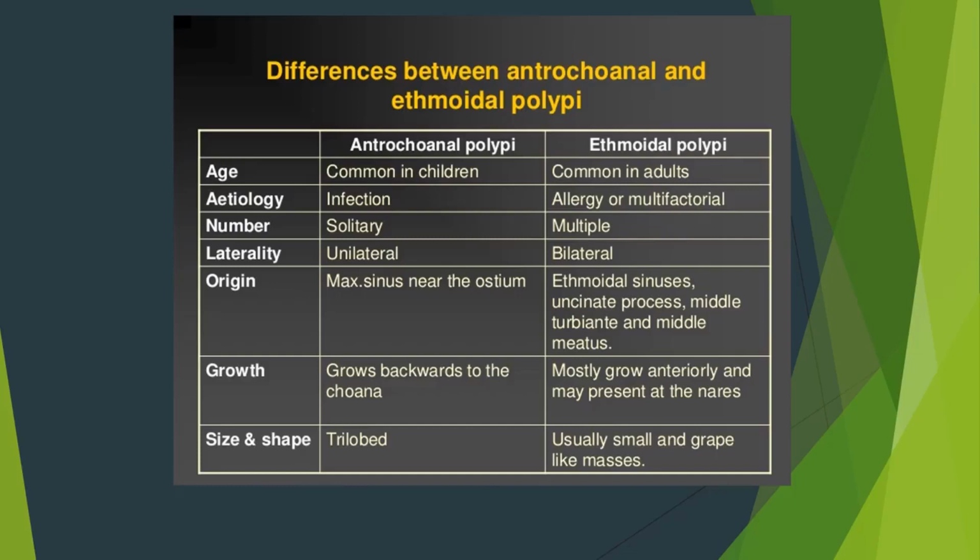The number: antrochoanal polyp is a solitary polyp and ethmoidal polypi are multiple. The origin of antrochoanal polyp is the maxillary sinus near the ostium, and the ethmoidal polypi originate from the ethmoidal sinuses, uncinate process, middle turbinate, and middle meatus. The growth of antrochoanal polyp grows backward to the choana, while ethmoidal polypi mostly grow anteriorly and may present at the nares. The size and shape is tripod for antrochoanal polypi, and for ethmoidal polypi usually small and grape-like masses.